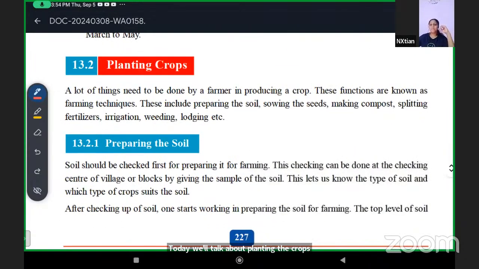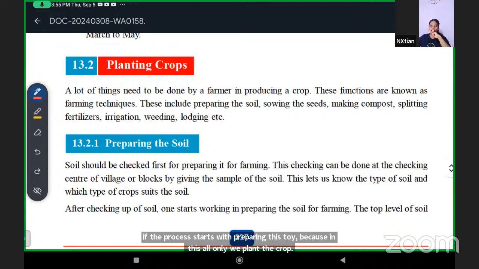Now, when planting of crops takes place, it is a process, and the process starts with preparing the soil, because in the soil only we plant the crop. We plant the seed or the small plant in the soil. Before that, we need to make the soil ready for that plantation.